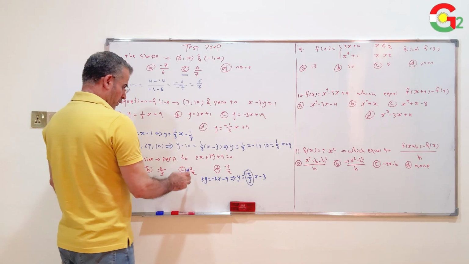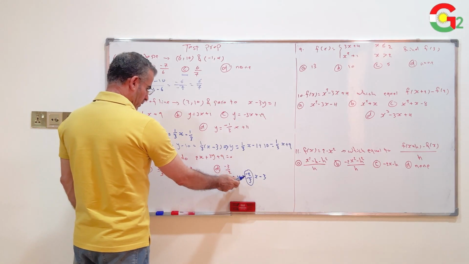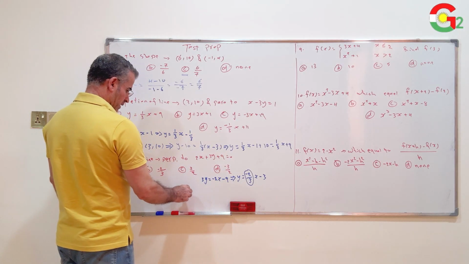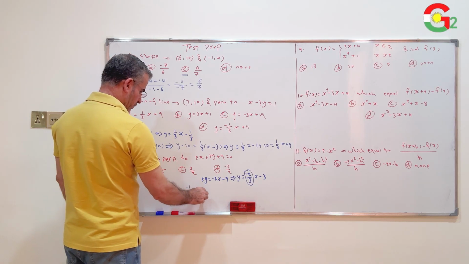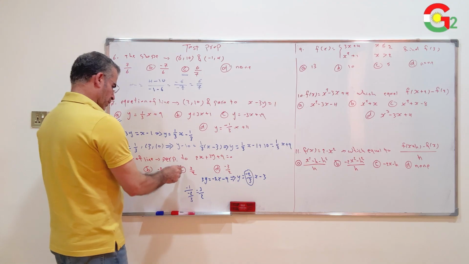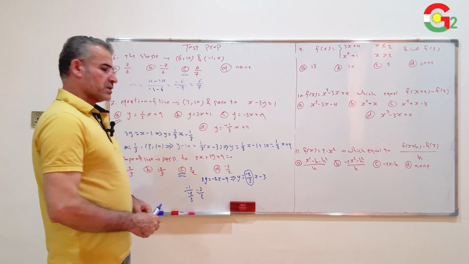The slope of the line perpendicular to this line is negative 1 over negative 2 over 3. It is equal to 3 over 2. 3 over 2, choice C.